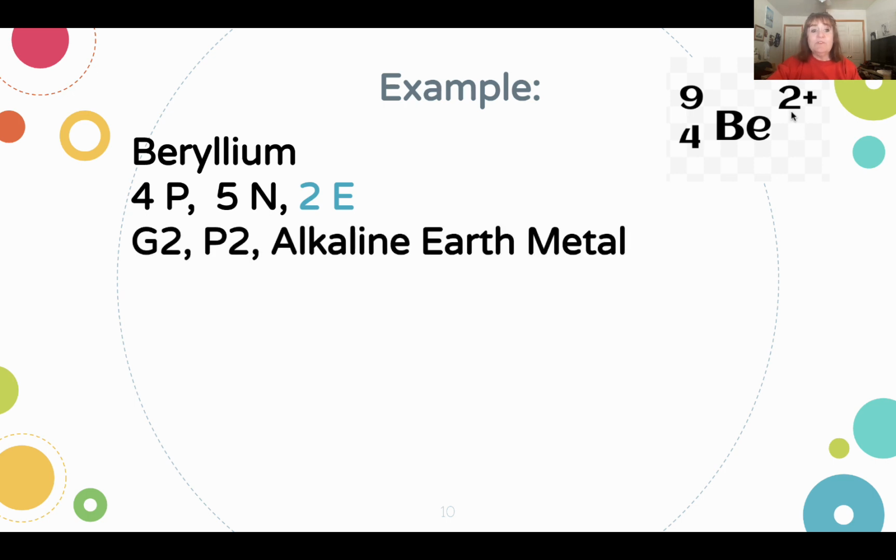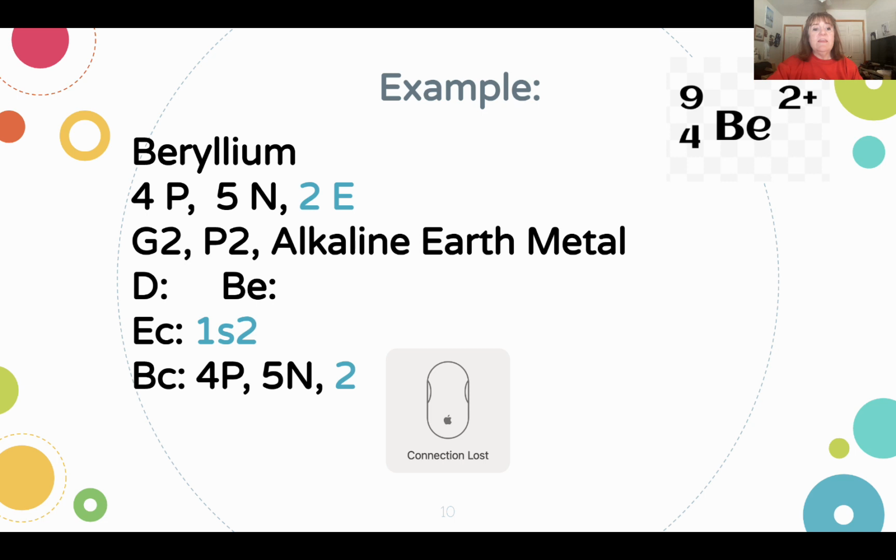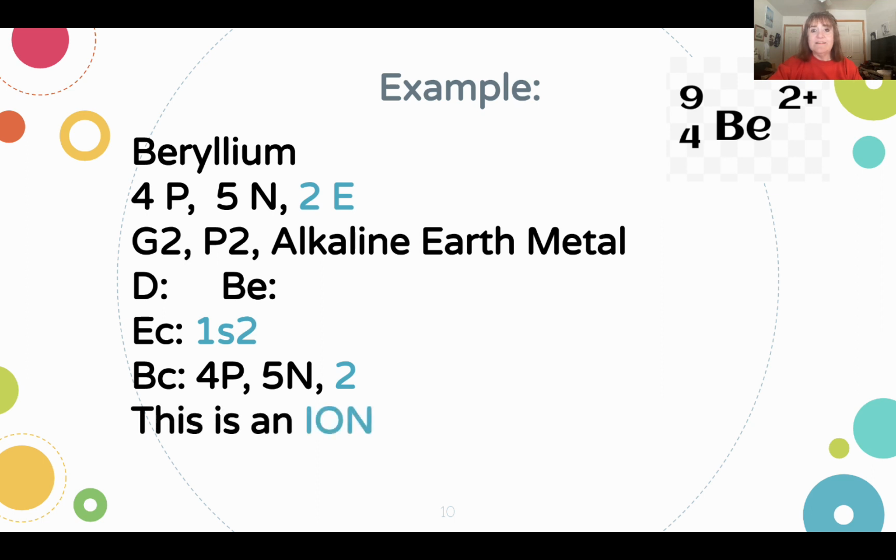This is still in group 2, period 2, and it is an alkaline earth metal. The dot diagram would be Be with 2 dots. The electron configuration would simply be 1s2 now, because it only has 2 electrons, and the electron configuration is based on the number of electrons. The Bohr condensed would read 4 protons and 5 neutrons in the nucleus, and shell 1 would have 2 electrons on it. This is an ion.